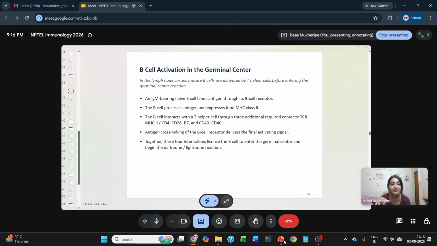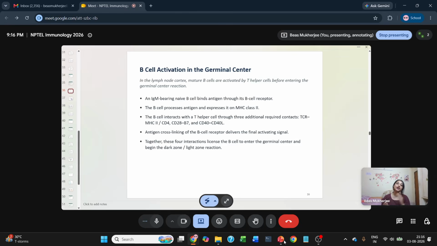These helper T cells are the ones who are basically helping the B cells to get activated. Okay, now an IgM bearing naive B cell binds antigen through the B cell receptor. Now remember, B cells can directly interact with the antigen. That is the characteristic property of the B cell, and that is what distinguishes it from the T cell, right?